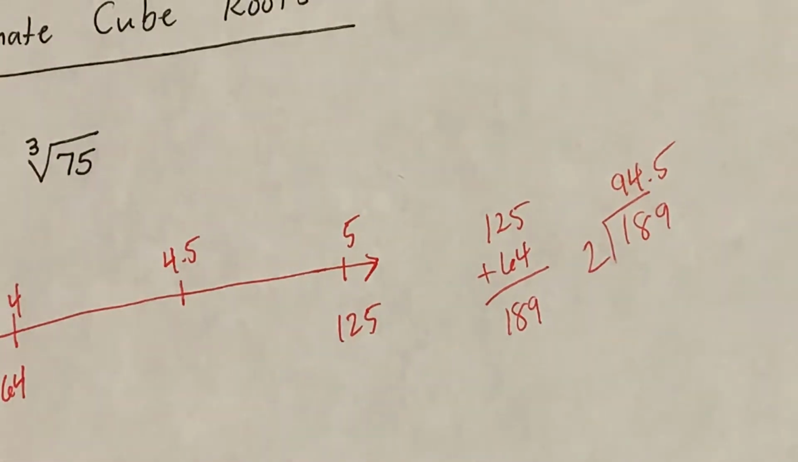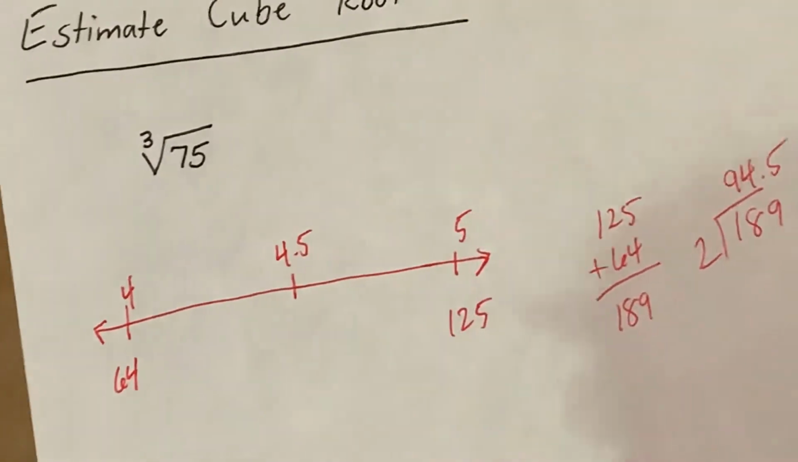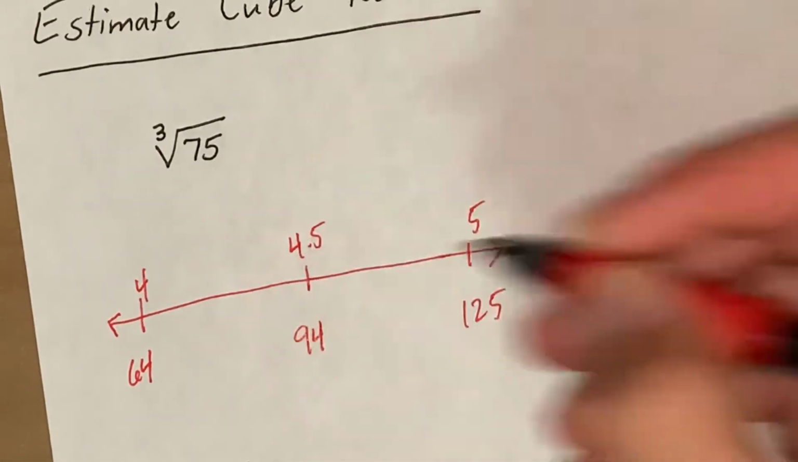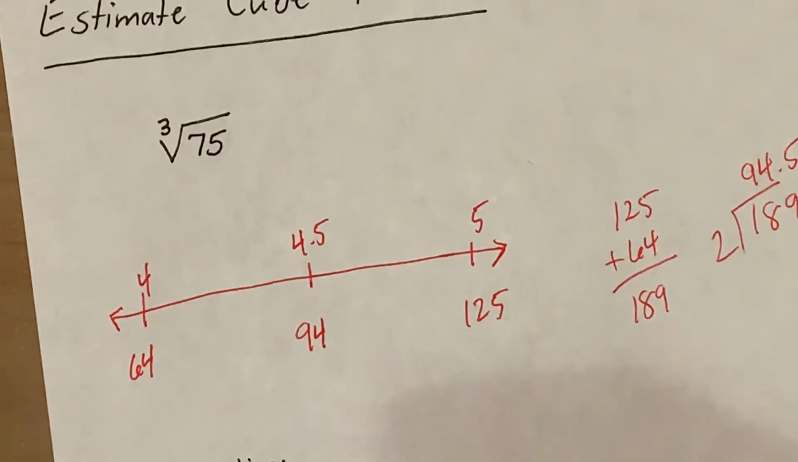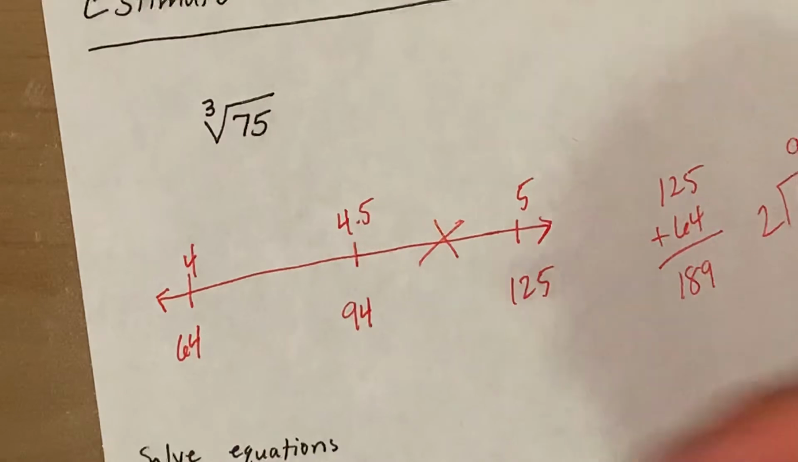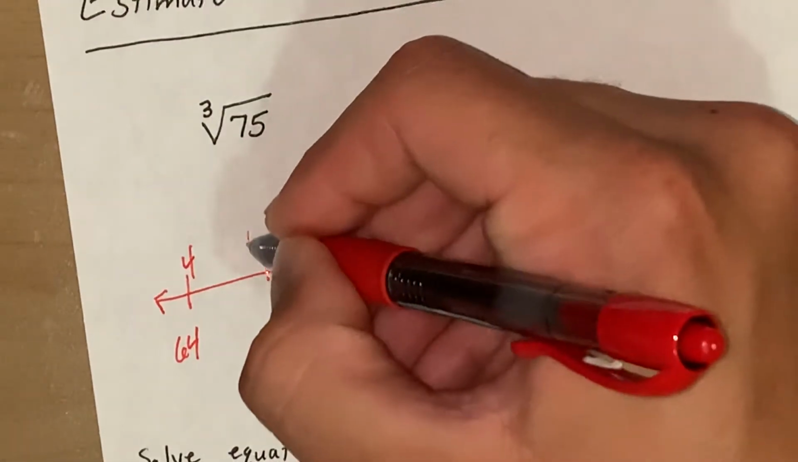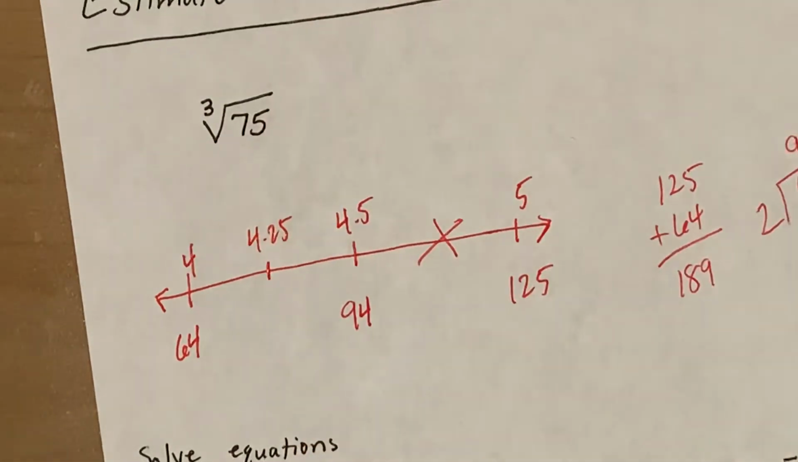But once again, just like our square root example, just forget about that 0.5 because we're estimating. So we'll go 94 right there. Okay, so now are we looking between 64 and 94 or 94 and 125? Right, we're not looking here anymore. We're going to be over here. Okay, so now we're going to 4.25. And we're going to do the same thing here.